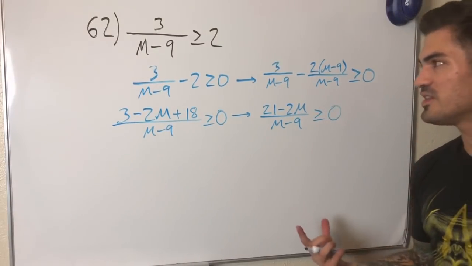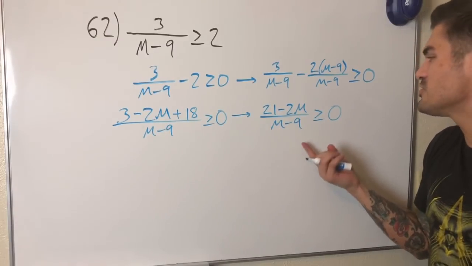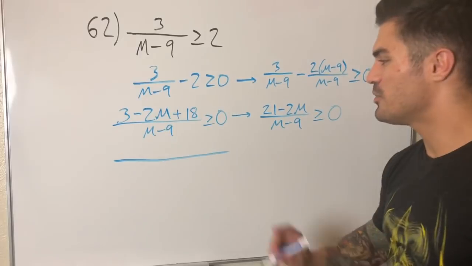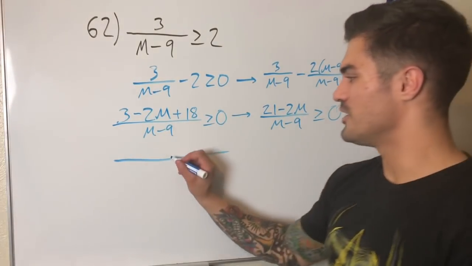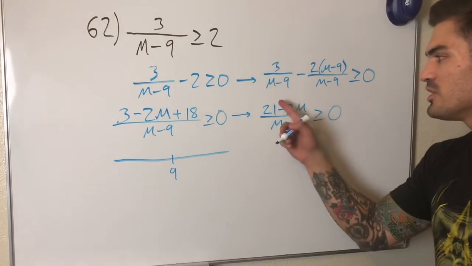So now I have everything I need. I have it combined into one rational expression here to where I can get my number line now. I can do my number line. And I can put my asymptote as well as my 0 on here. So I know my asymptote is 9 because that still jumps out at me. But I need to find my 0.